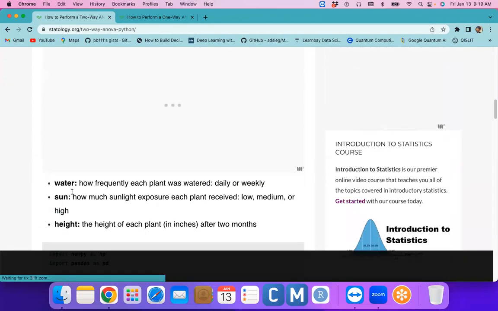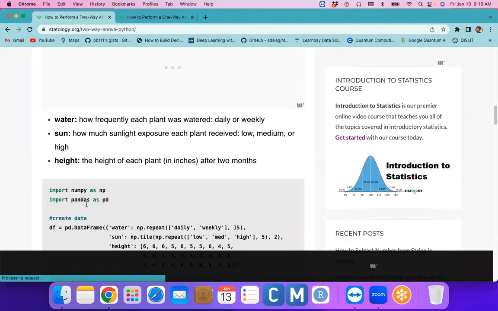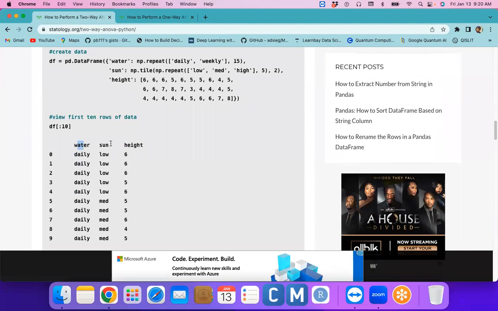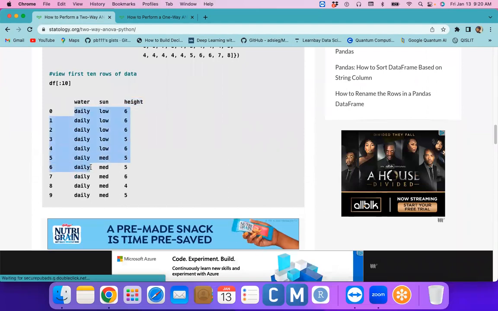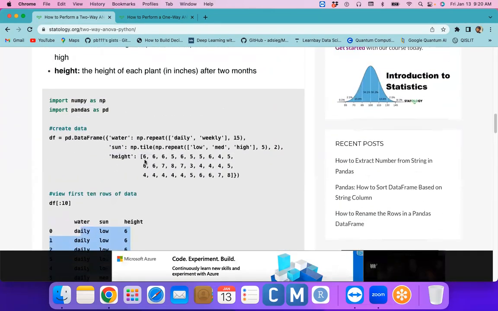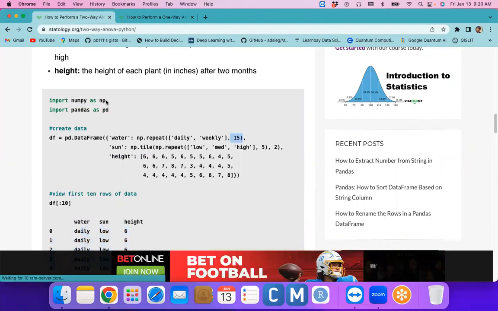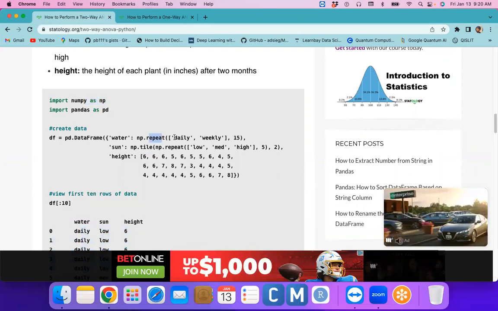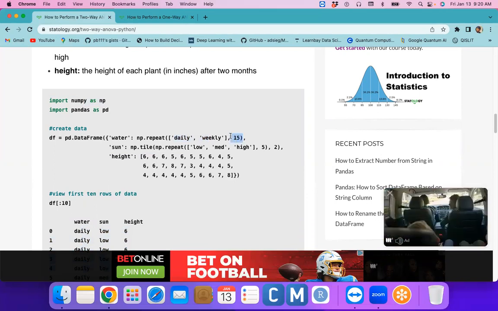This is the data: water, sun, and height. So this is my data set. Like this we have some kind of records. Out of that, sun could be low and medium, and water could be daily or weekly. We are showing only a few data elements. So repeat daily and weekly 15 times. NumPy is one library, and inside NP we have the function repeat. So we are repeating daily and weekly 15 times.